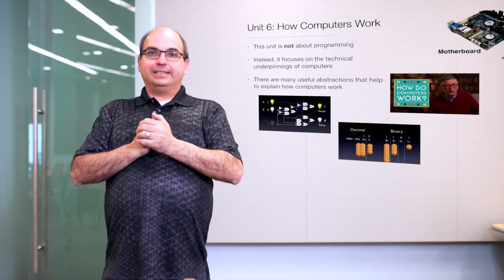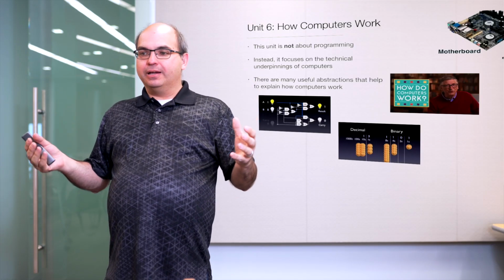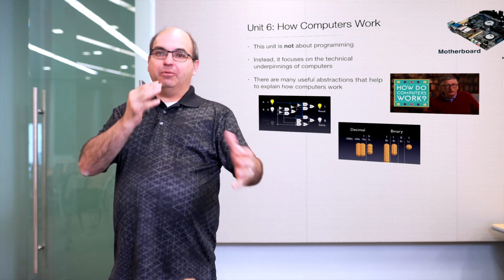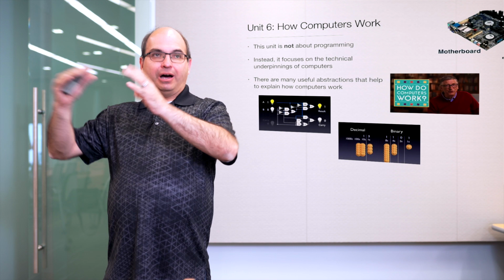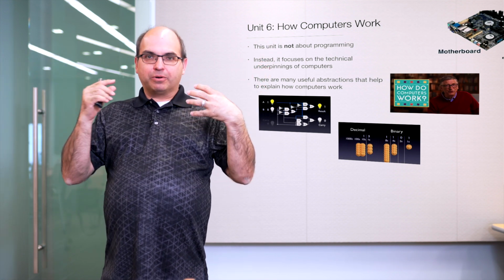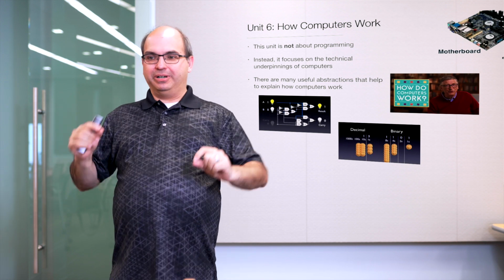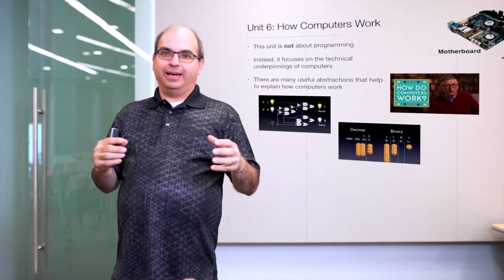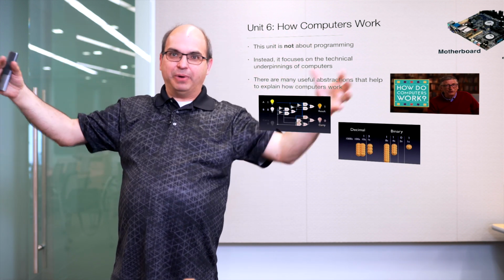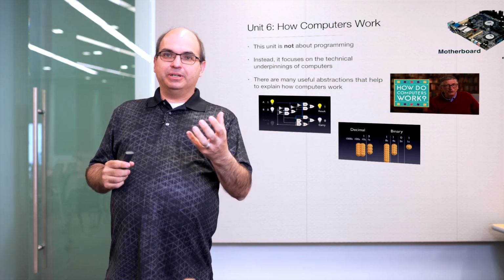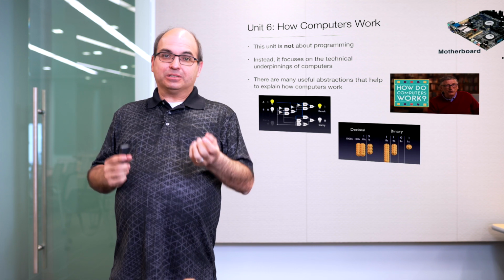So let's take a look at Unit 6, how computers work. Now, we had how the internet works, then we did algorithms, and now we're back to how something works. What we're really doing here is another one that's not about programming. This is about learning some things that you should have as part of your background knowledge if you work with computers. Okay? So one thing that I will mention is that there's a lot of abstractions.